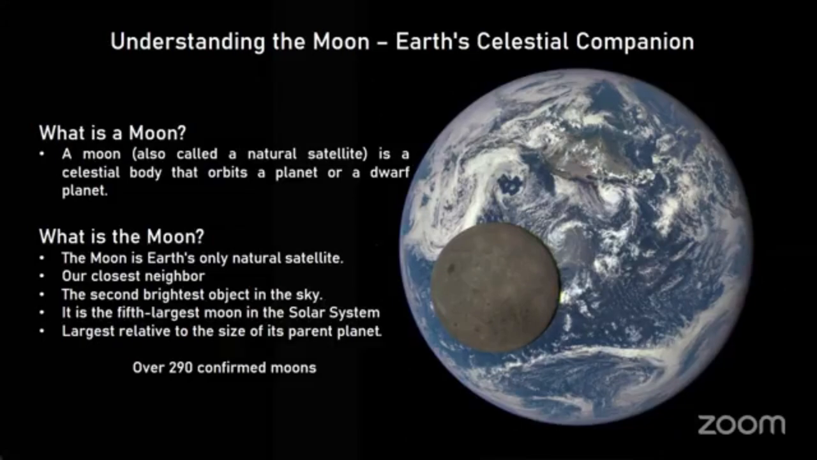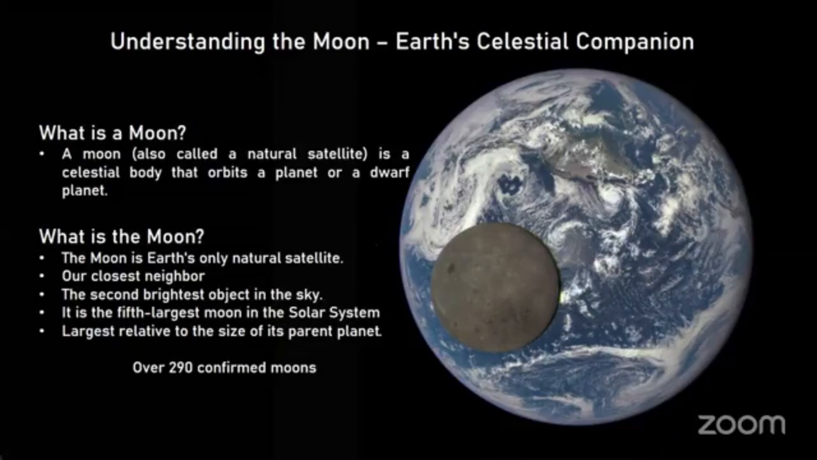No matter the size, it could be the size of a car, it could be the size of even a moon itself. So anything that is orbiting another celestial object or a planet or a dwarf planet is defined as a moon.